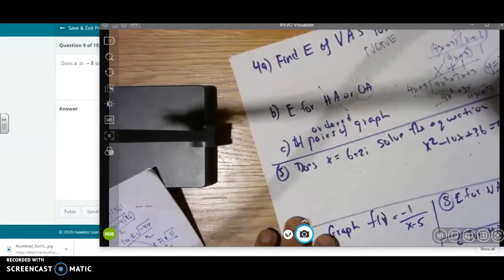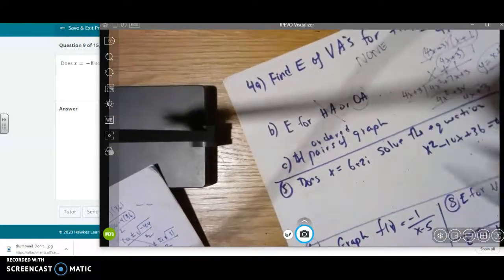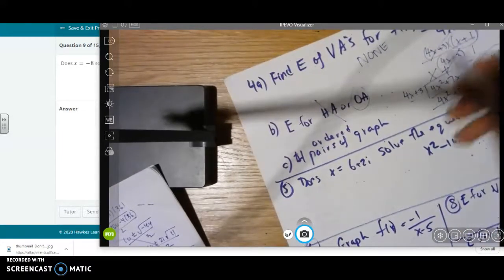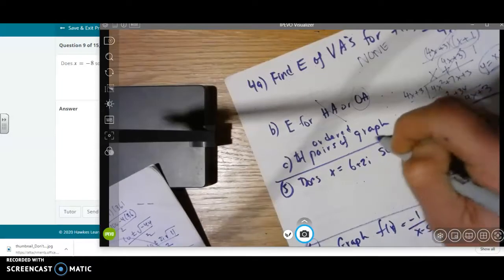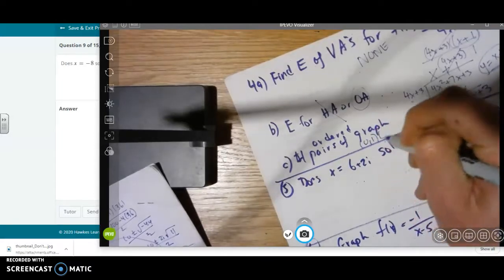In part C, they're asking us for 4 ordered pairs. Well, just choose really small numbers that go in very easily. So you might try something like 0, 1, 1, 2.